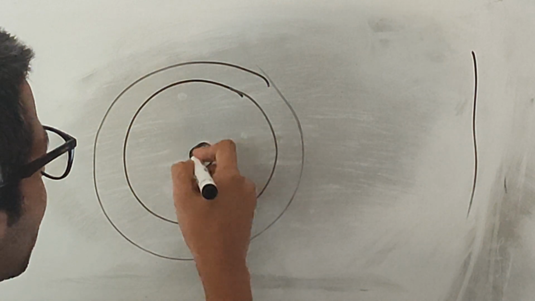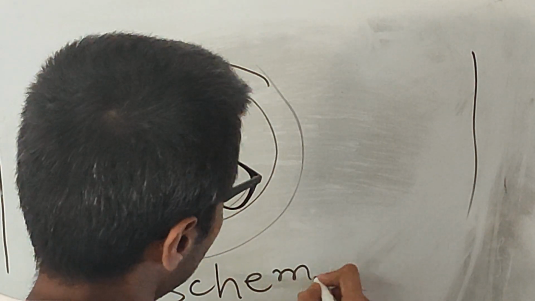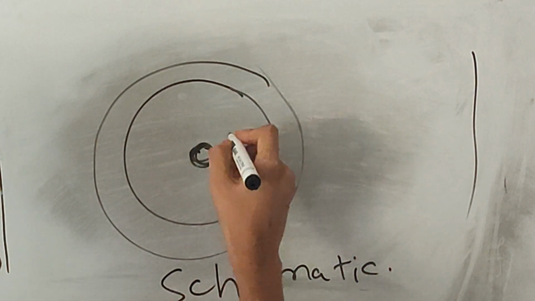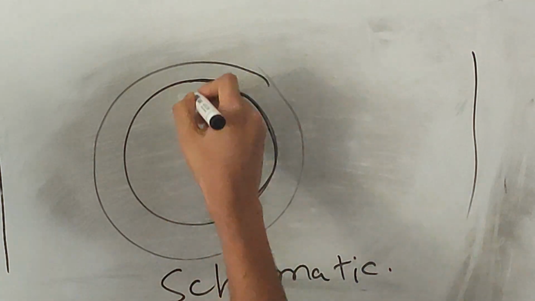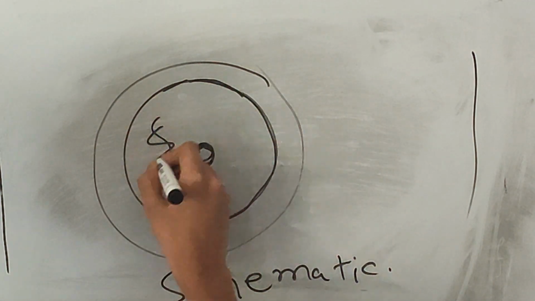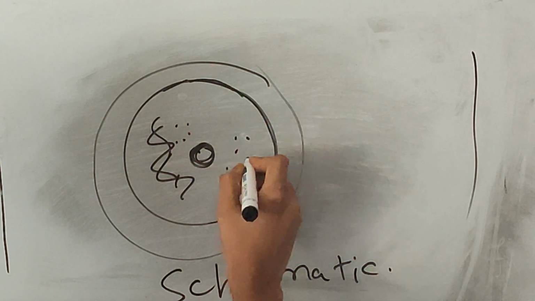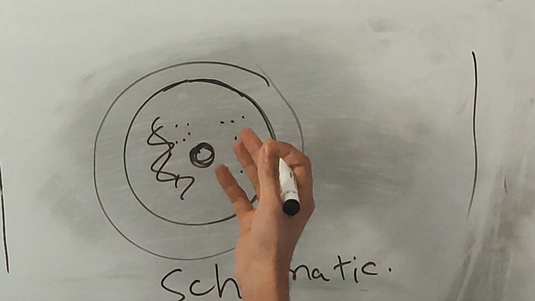Okay, and this is the nucleus, let's suppose. This is a schematic diagram, a schematic, okay? It is not real. So this is the nucleus. This is the nuclear envelope. And here there are DNA, histones, RNA polymerase enzymes, ribonucleoproteins, and a variety of other molecules.